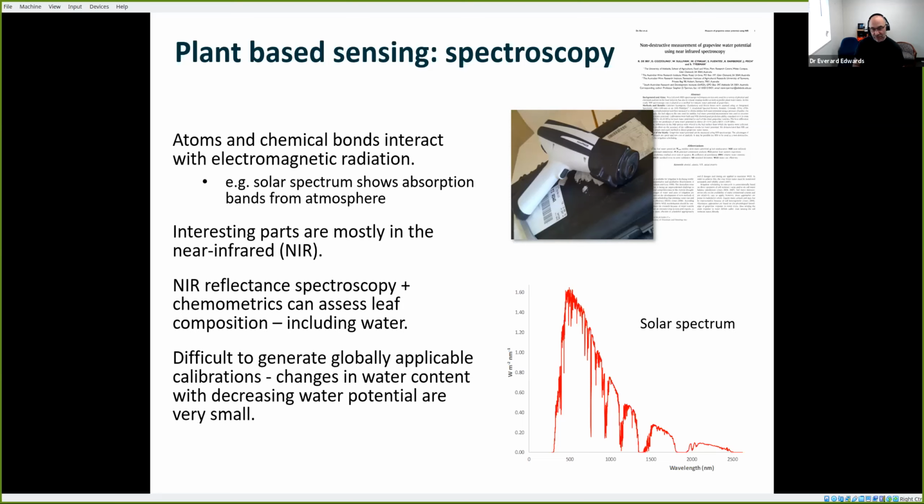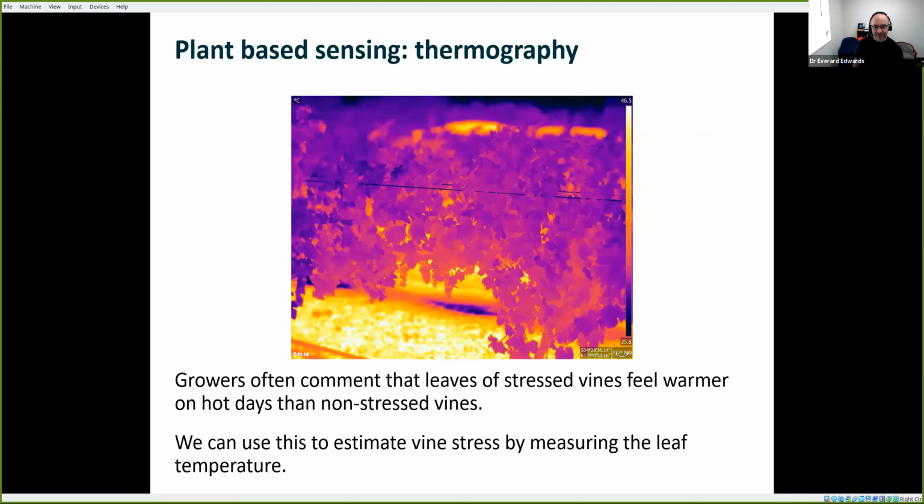The problem is that very small changes in water content drive quite large changes in water potential. So you've got to have a really good calibration, and your calibration is affected by other things such as the leaf structure, and that's affected by the environment it's in and different varieties and so on. So it's definitely proof of concept. It's been there for quite a long time, but getting a good calibration across a broad area is probably very difficult. Also, the instrument itself is actually quite expensive.